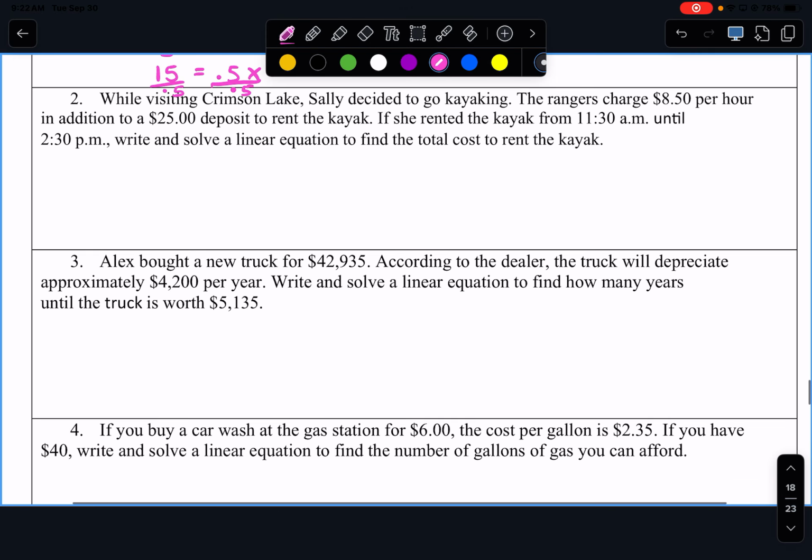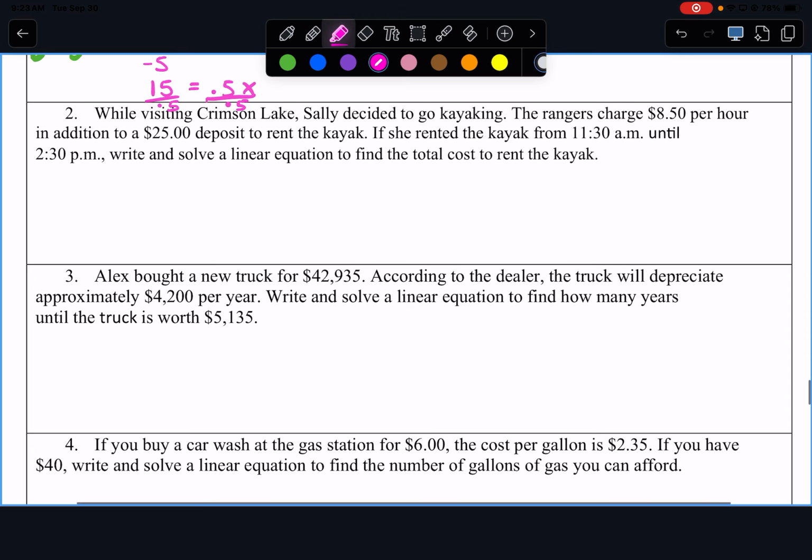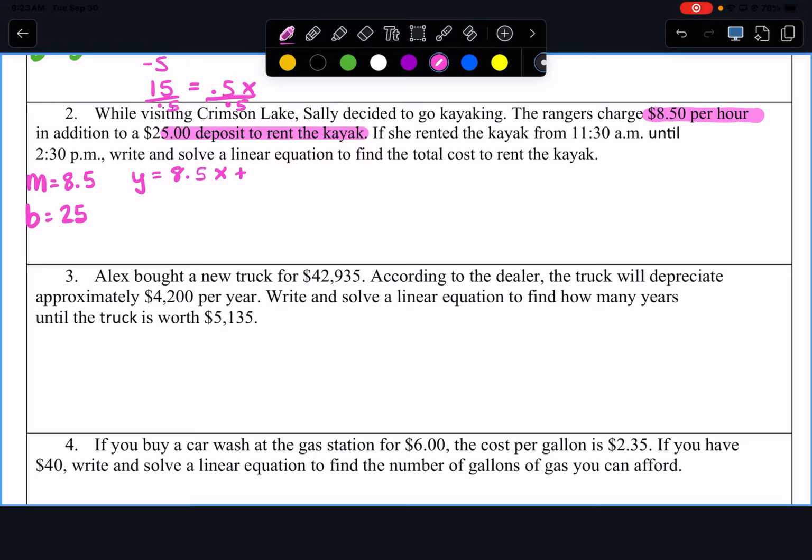For question 2, while visiting Crimson Lake, Sally decides to go kayaking. The rangers charge $8.50 per hour in addition to the $25 deposit to rent the kayak. So based off just that information, what is our slope? 8.5. What is our starting point? What's our y-intercept? So how would I write that equation? Y equals? All right, now we're good to figure out the rest of the question.